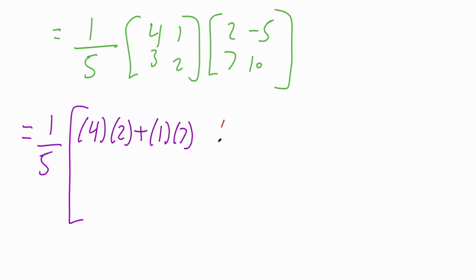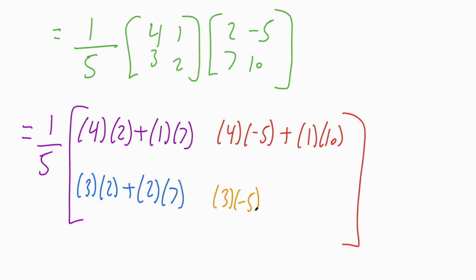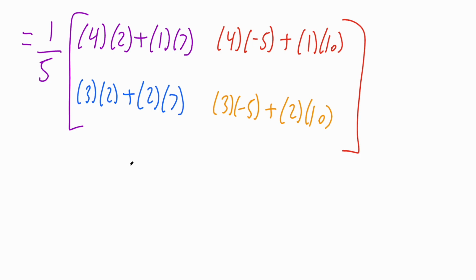Then we have to do this part. 4 times -5, so 4 times -5 plus 1 times 10. Now we have to do the bottom left. 3 times 2, so 3 times 2 plus 2 times 7. And then the last one, 3 times -5 plus 2 times 20... plus 2 times 10.